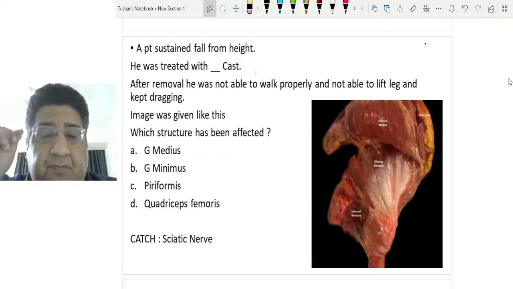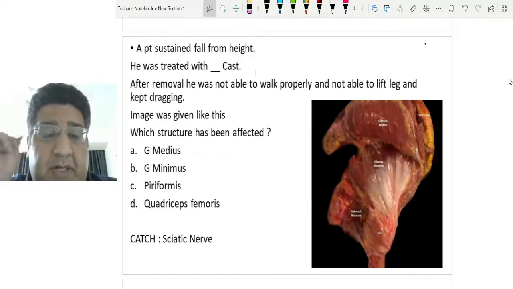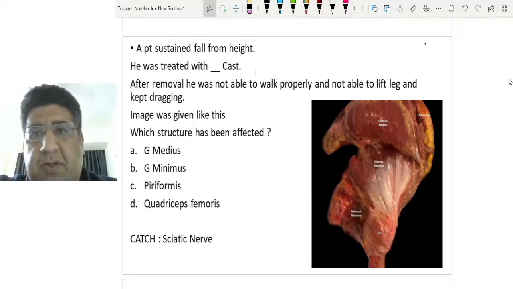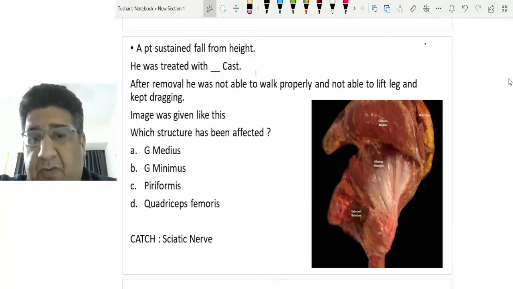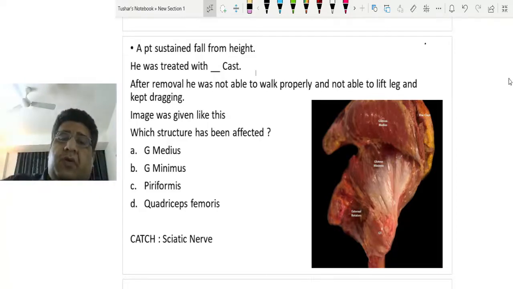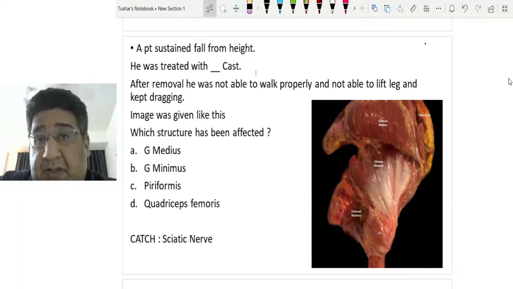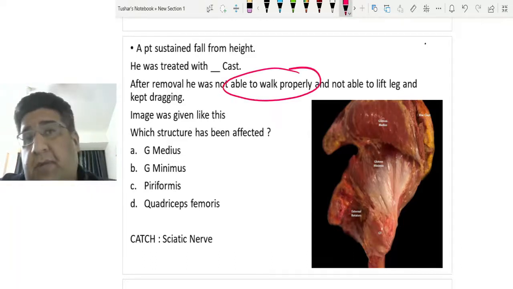First question. As of now, based on the recall that I got from you all, the question starts like this: a patient sustained a fall from height. He was treated with a cast. What fracture he had? No mention. What cast was applied? No mention. Which site was the cast applied at? According to recall, no mention. But yes, it is mentioned that he had a fall from height and was treated with some cast. Now, after removal of the cast, he was not able to walk properly.